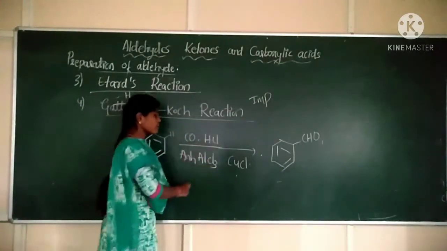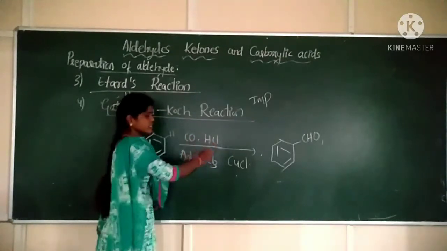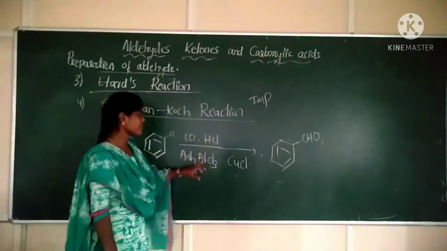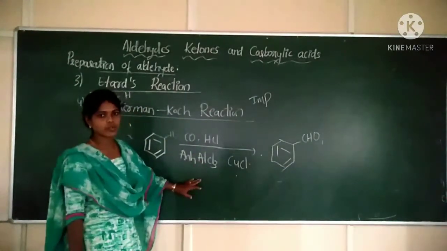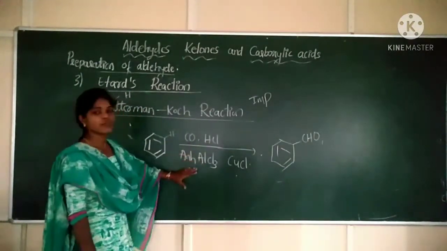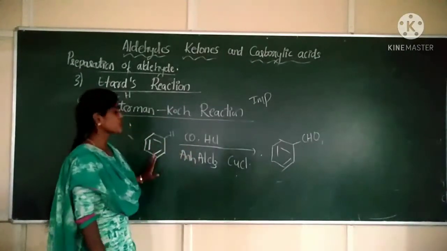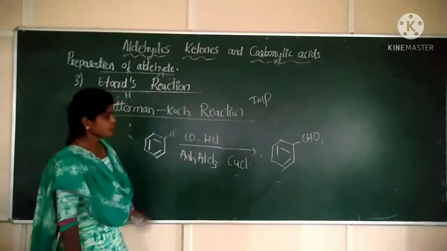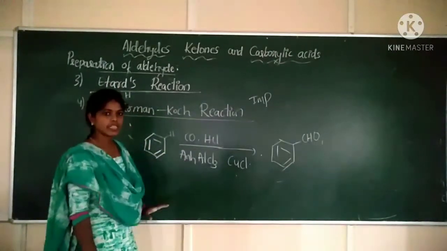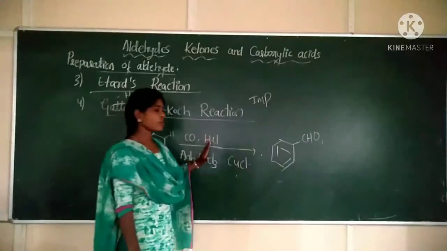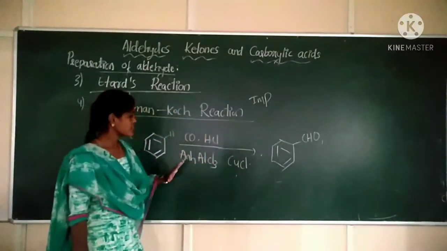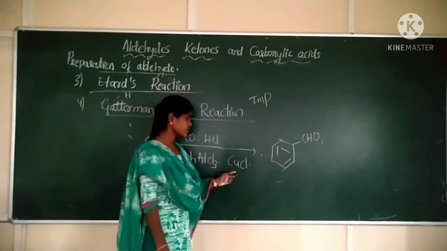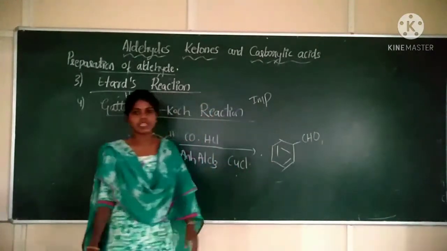The mechanism involves that first carbon monoxide and HCl react to form an acid chloride. That acid chloride will react with aluminium trichloride, and finally that intermediate will react with the benzene and form benzaldehyde. So that is the mechanism. We don't need the mechanism, just remember the reaction. Benzene reacts with carbon monoxide and HCl in the presence of aluminium trichloride and a trace amount of CuCl. So the product is benzaldehyde. Clear?